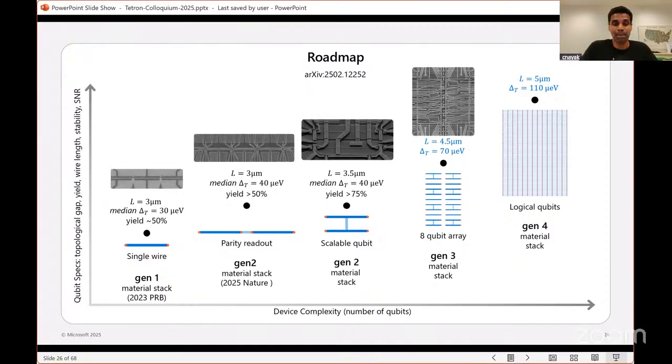So here are SEM images of some of these devices: the single wire, the 2 collinear wires, the qubit I just showed you. And then you can see what an 8-qubit and more complex multi-qubit devices look like, the gates and the routing you can see there.